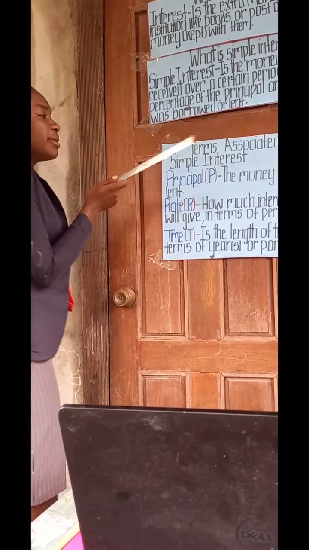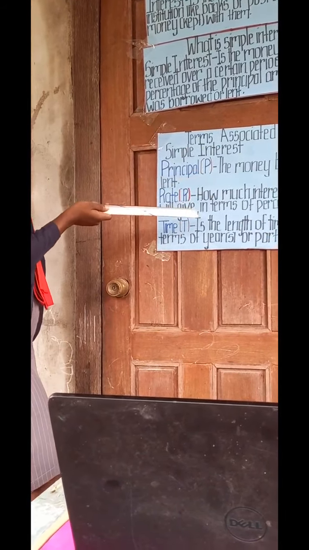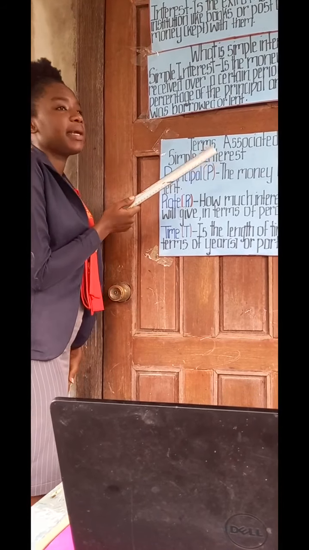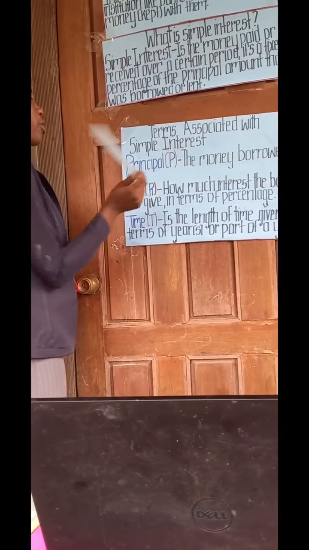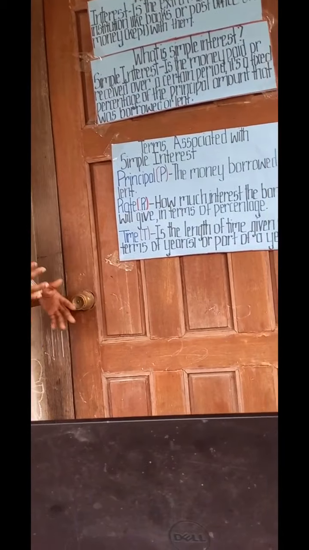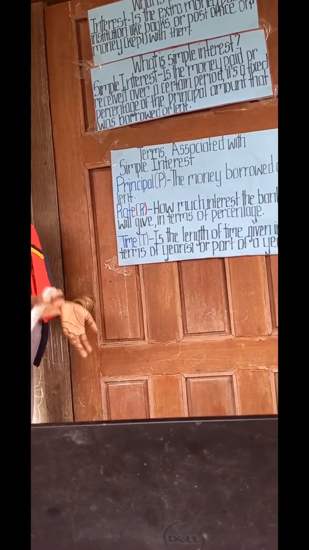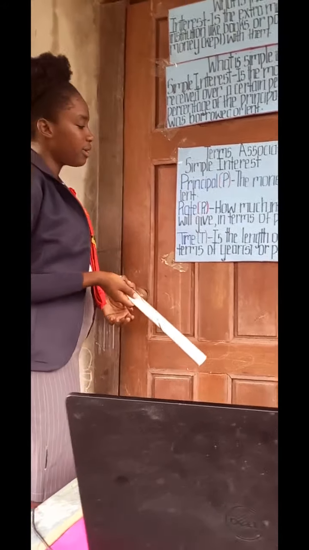So let's get into the terms that you will need to know before we move on further. Terms associated with simple interest. The first term we have is principal, and this is represented by P, right? And the principal is the money borrowed or lent. So the money that you're going to borrow from the bank, or the money that you're going to lend a friend, or you're going to lend a relative, that is called the principal, right?